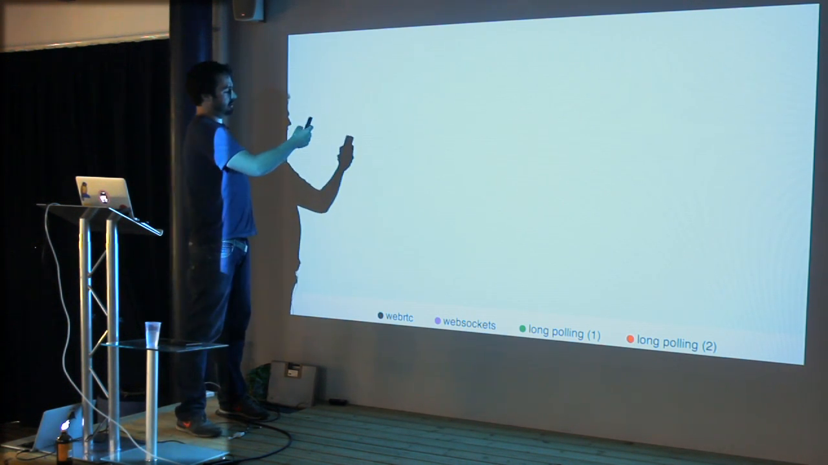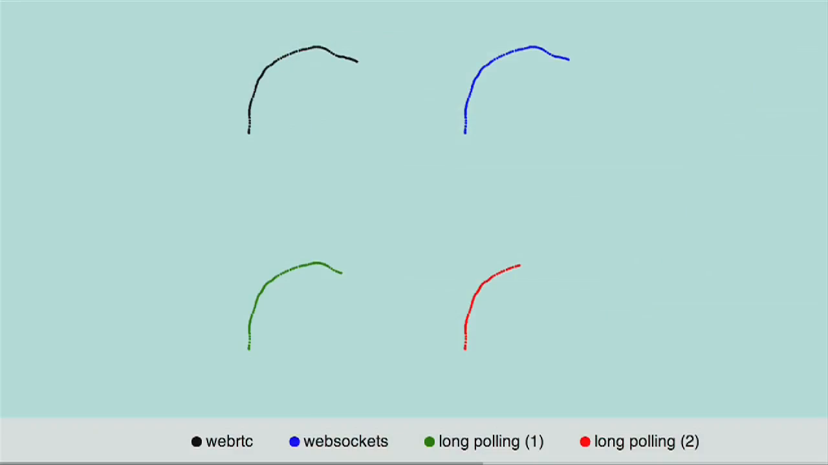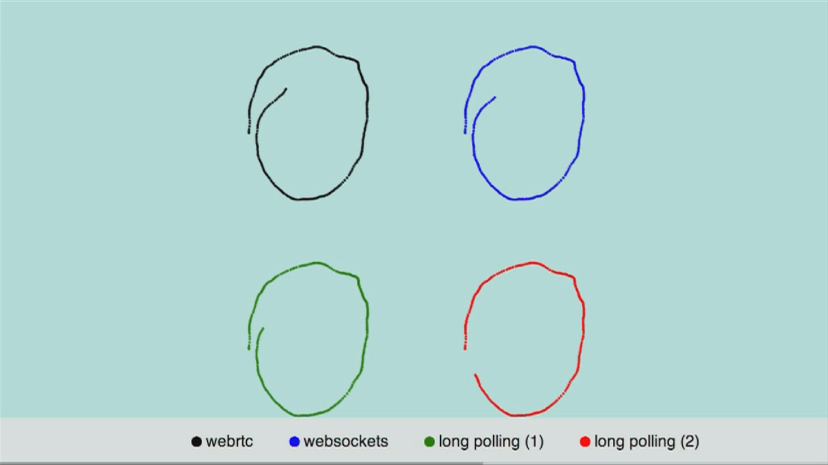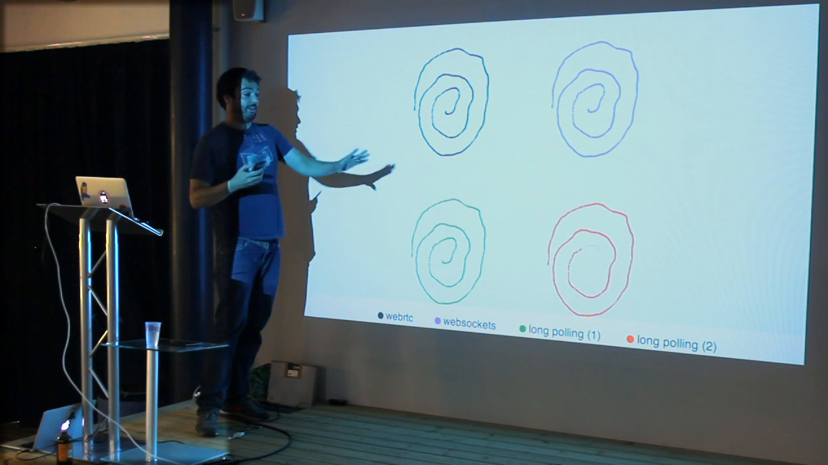So if I start touching on here, you can see these points coming in, right? And you can see these top 2 are kind of streaming, and the bottom 2 are coming in chunks and little packets. And you can see the red one, the packets are a lot chunkier.